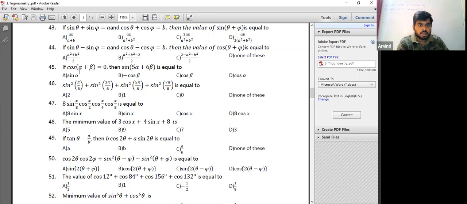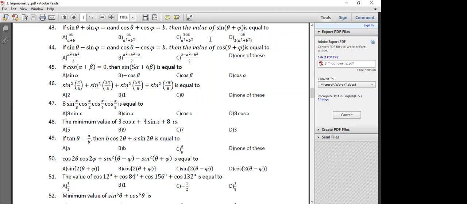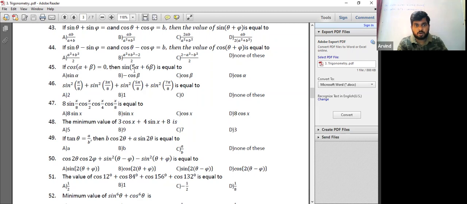Let's do it later. Cos of alpha plus beta is equal to 0, then sin of 5 alpha plus 6 beta is equal to. So cos alpha plus beta is 0. For what is cos 0? For 90 degrees, sir. Which means alpha plus beta should be equal to how much?